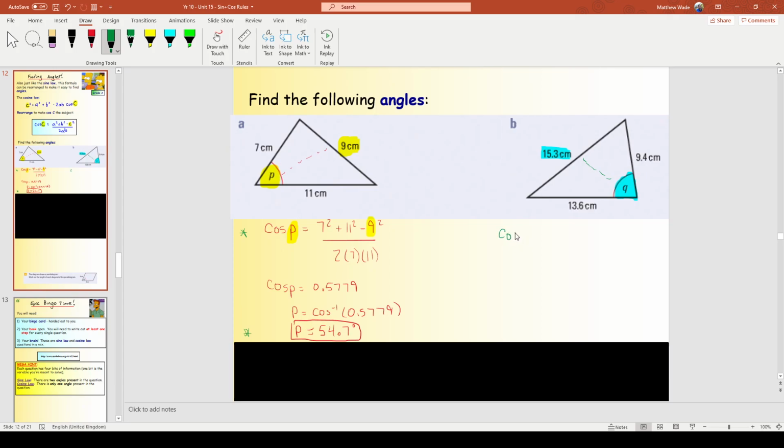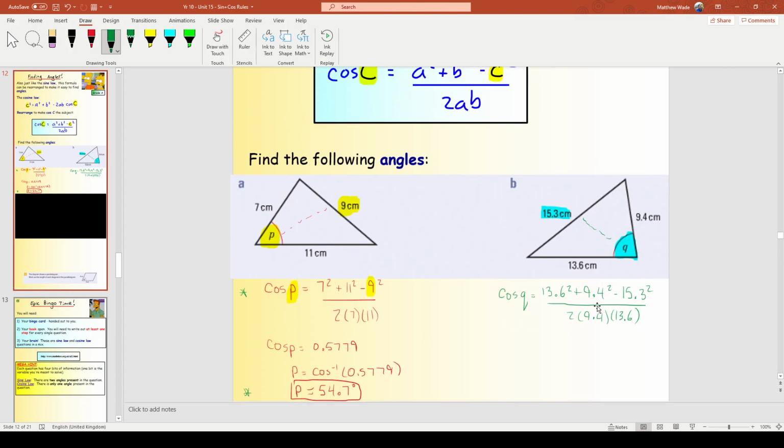It's cos, and the angle is actually Q. So Q equals the other two sides, 13.6 squared plus 9.4 squared, take, and this time it's the important one that goes after the take, 15.3 squared, all over 2, 9.4, 13.6. Okay, so I hope that's okay with the substitution.